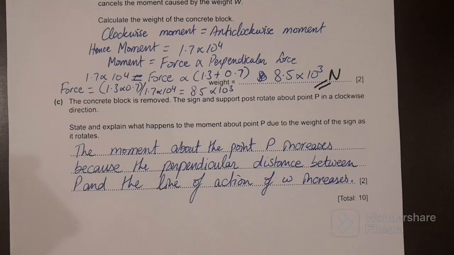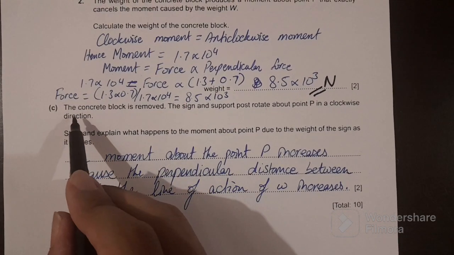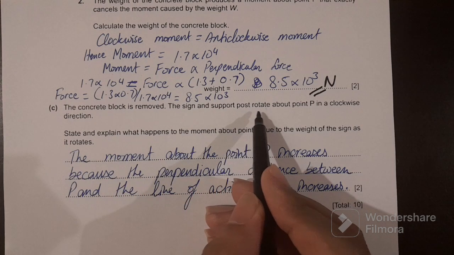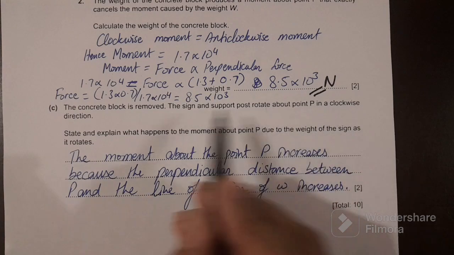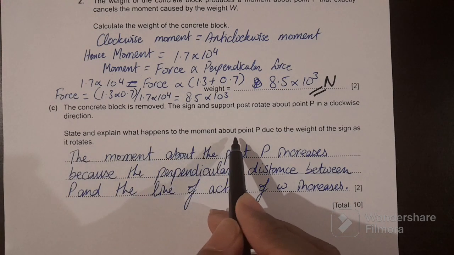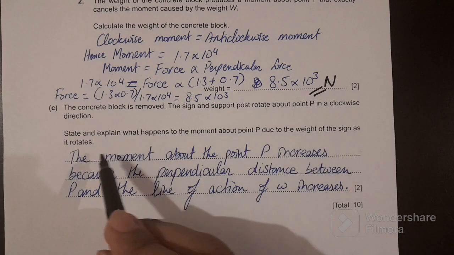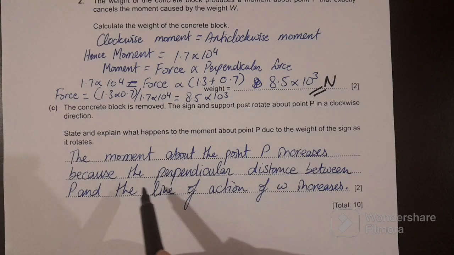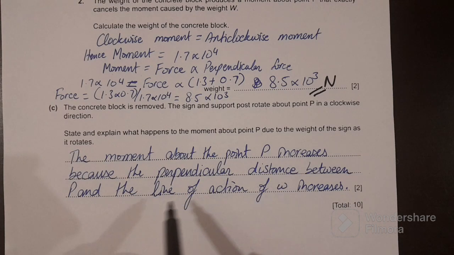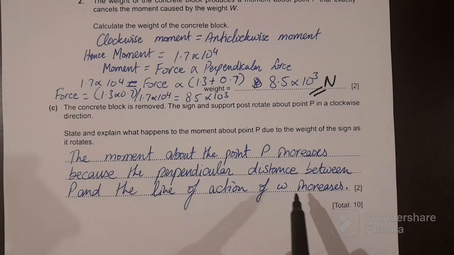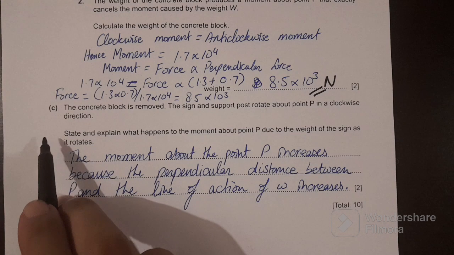Then question C states: the concrete block is removed. The sign and the support post rotate about point P in a clockwise direction. State and explain what happens to the moment about point P due to the weight of the sign as it rotates. The moment about the point P increases because the perpendicular distance between P and the line of action of W increases. So this is what we'll write in part C.